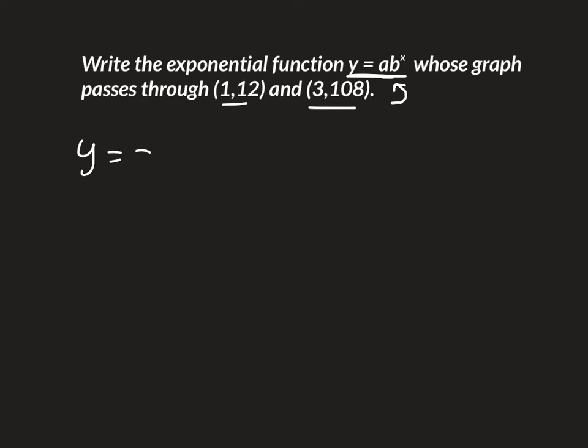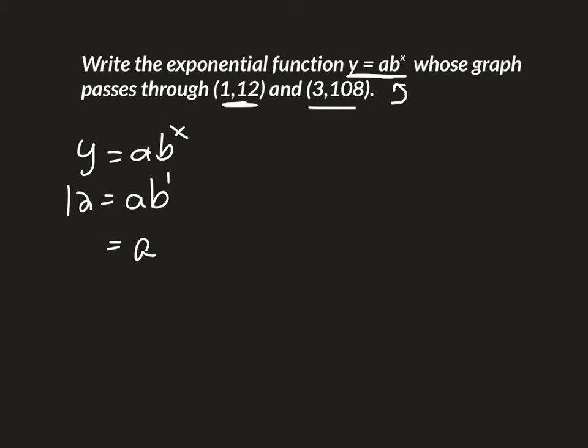So I'm going to rewrite the function here. That's what our goal is. That looks terrible, by the way. Our goal is to figure out what a and b are using the x and y's they gave us. So I'm going to take that first point, the 1 and 12, and plug it in: the 12 in for the y, the 1 in for the x. And I'm going to solve for it.